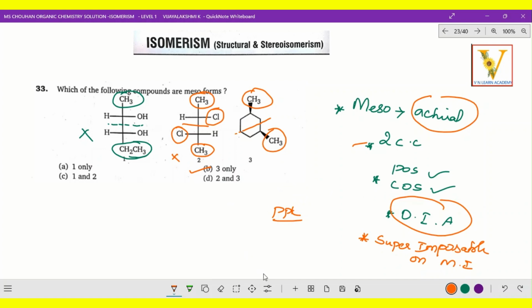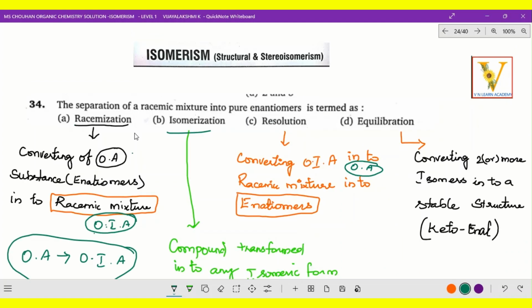Come on, let's go to the next question. A really concept based question. The separation of a racemic mixture into pure enantiomers is termed as? They have given the options racemization, isomerization, resolution, and equilibration. In the question they have mentioned a racemic mixture into pure enantiomers. So racemization will not be the correct option.